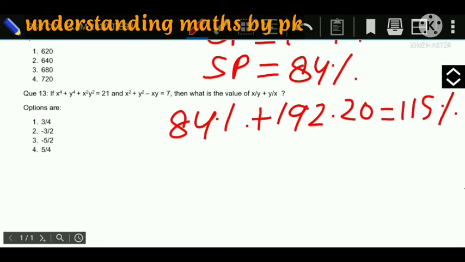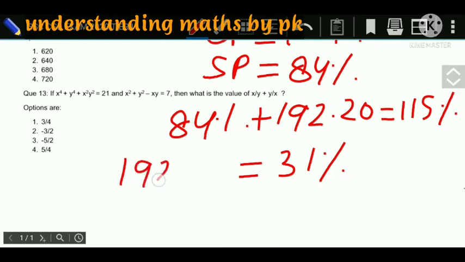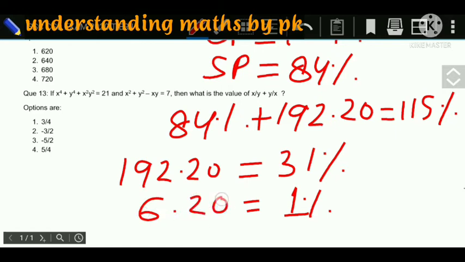Correct? Now we can see 5 minus 4, 1, 11 minus 8, 3. 31% is equal to 192.20. So accordingly 1% is equal to 6.20.